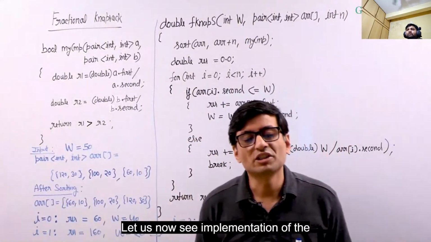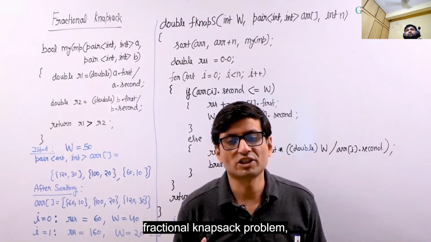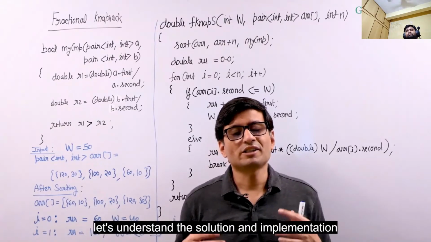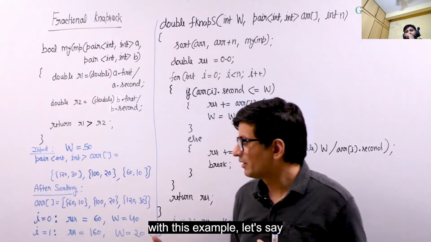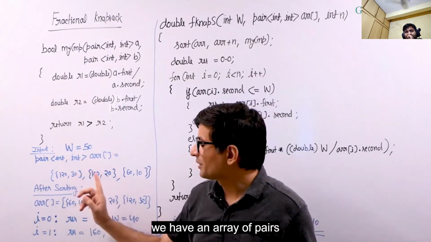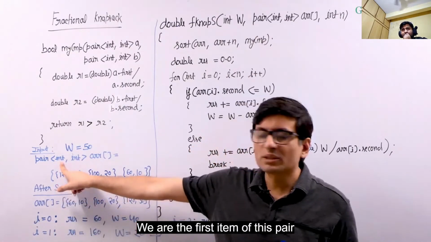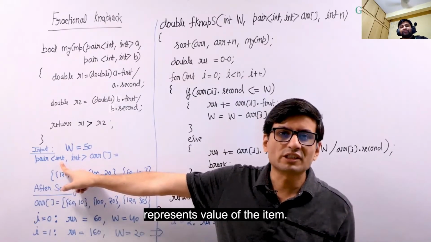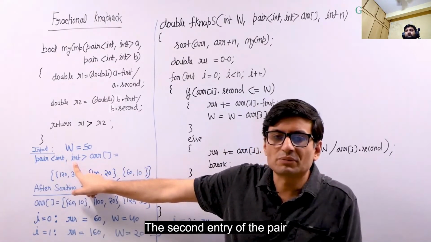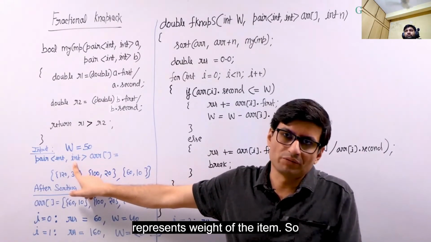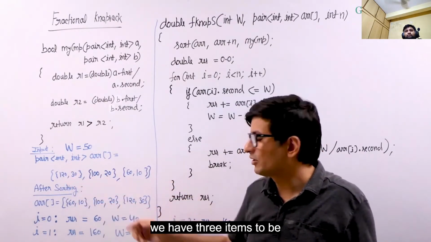Let us now see the implementation of the fractional knapsack problem. Let's understand the solution and implementation with this example. Let's say we have an array of pairs where the first item of this pair represents the value of the item. The second entry of this pair represents the weight of the item. So we have three items to be picked.